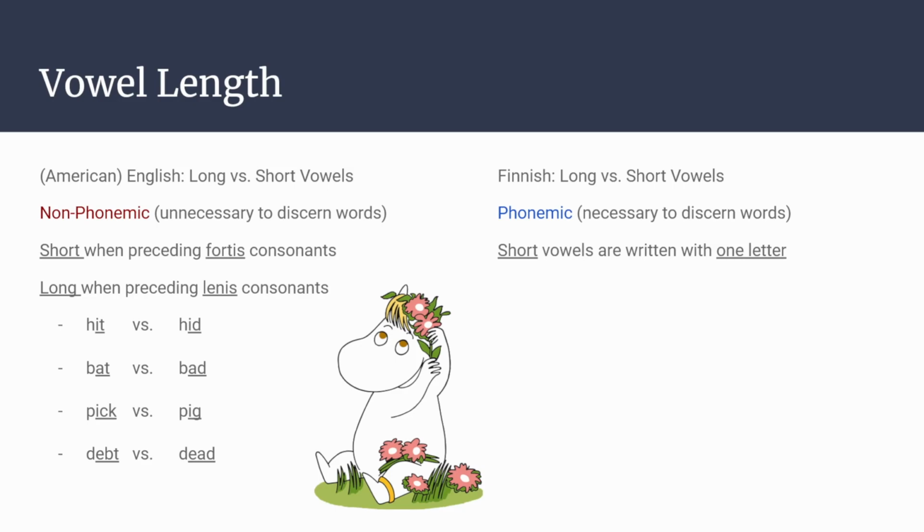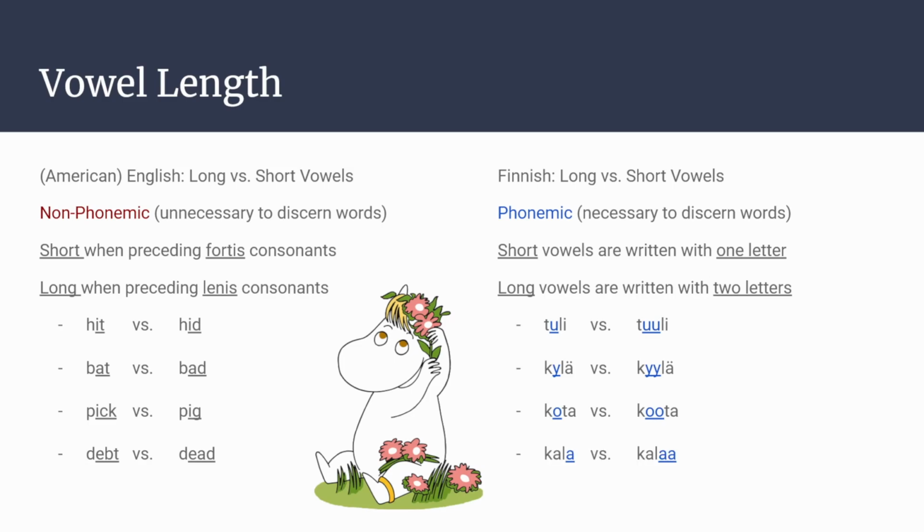So short vowels are always written with one letter, while long vowels are written with two letters, similar to the way gemination is written for the consonants. So if we look at some examples here, tuli, tuuli, you'll notice the difference in length between those vowels. Tuli, tuuli. Kylä, kyylä. Kota, koota. Kala, kalaa. And so on.